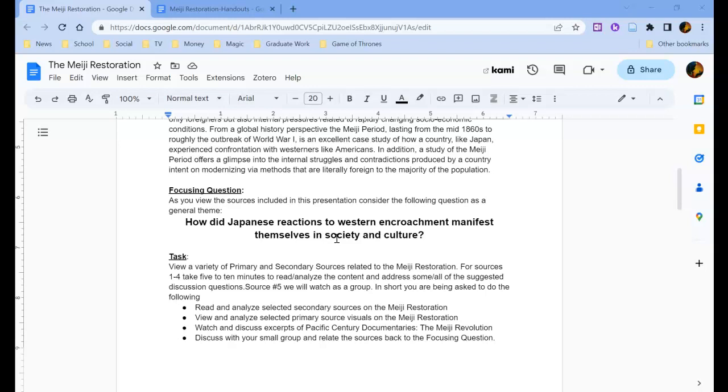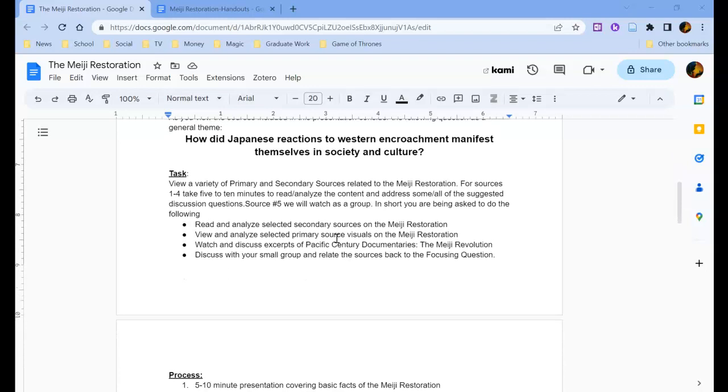So the idea, with such a short time in 60 minutes, is to really give them a really good overview of the Meiji Restoration in a short lecture, within 5 to 10 minutes, and then give them the majority of the time to view and analyze sources that relate to the restoration, the changes that happen in society and culture, again, primarily represented through their confrontation with Americans. So that's the focusing question.